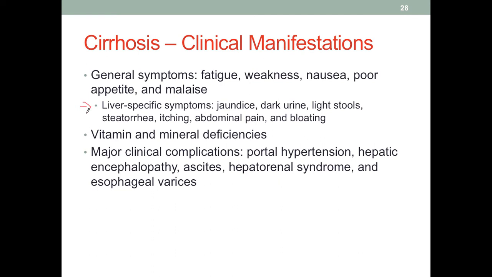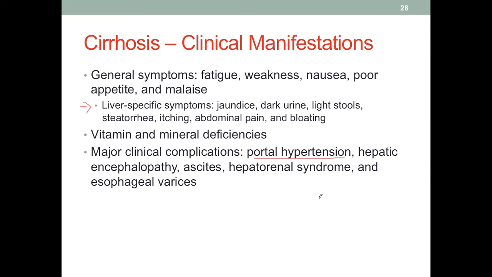The accumulation of bilirubin and jaundice in the skin could actually cause itching. So if we're talking about kids, and we're hoping that it's not common for kids to have alcohol disease, but if they do have jaundice, that could lead to itchy skin for them. Then in severe cases, they could, of course, have ascites. And vitamin and mineral deficiencies are very common. And major clinical complications, as we mentioned, could include portal hypertension.